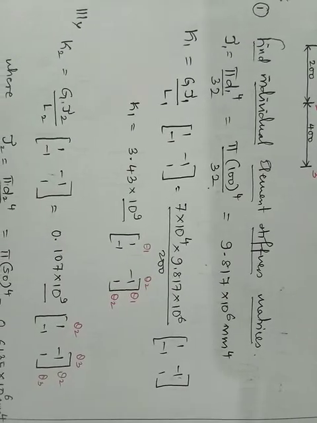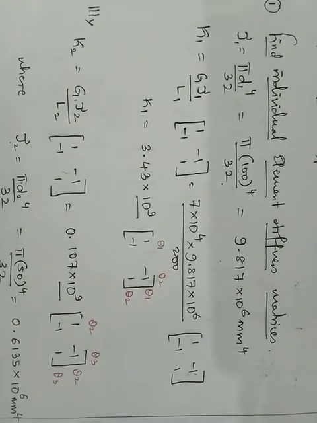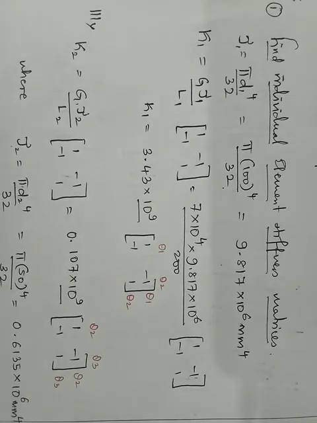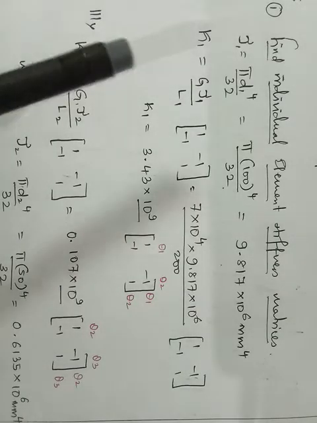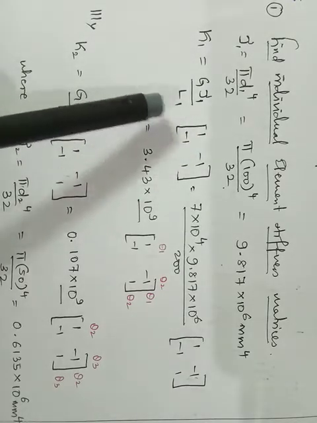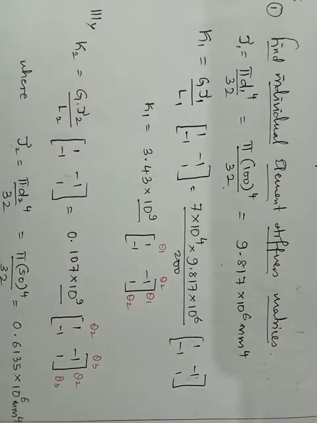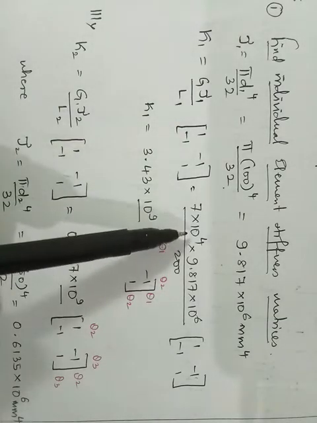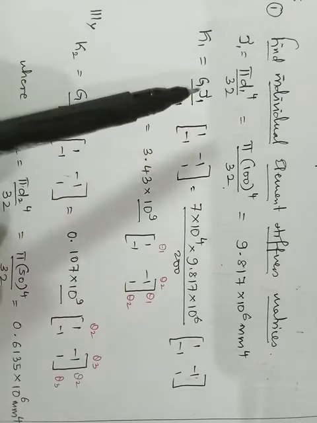You have to find the individual element stiffness matrices. So first step is K1 is equal to G into J1 divided by L1. The subscript 1 indicates it is for the first element. If I go on putting the values, 7 into 10 raised to 4, and the J value I need to find out separately, so I have done it here.